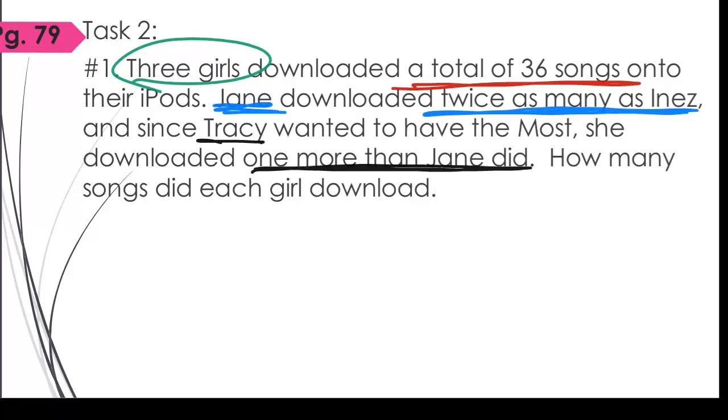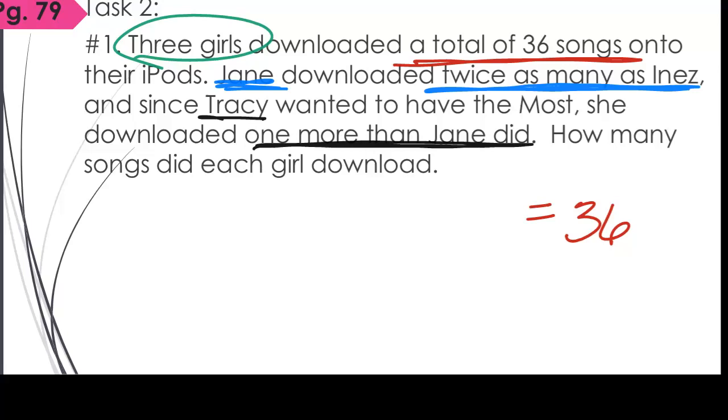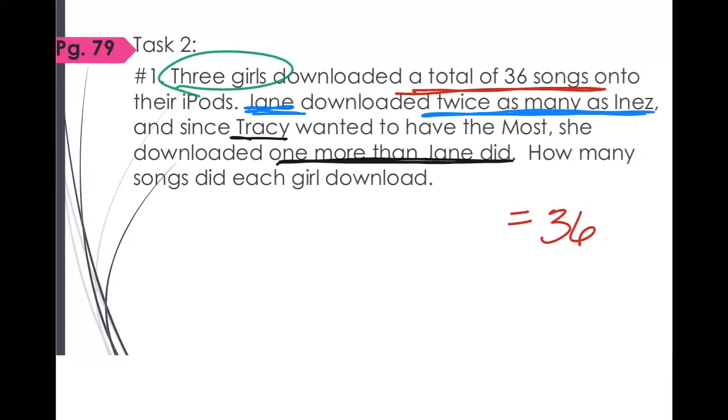Addition. Yes, total. So where is that going to go in my equation? Because this chapter is all in equations. Far right side. I mean, you could put it on the left, yes. So we know this is going to be a total of 36, right? We have 3 girls. Let's write down their names: we have Inez, we have Jane, and we have Tracy.